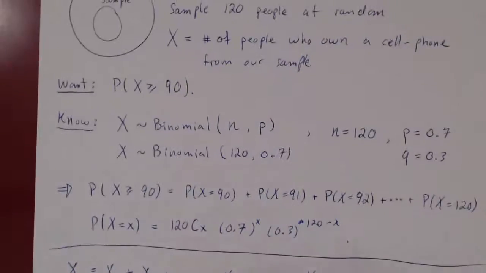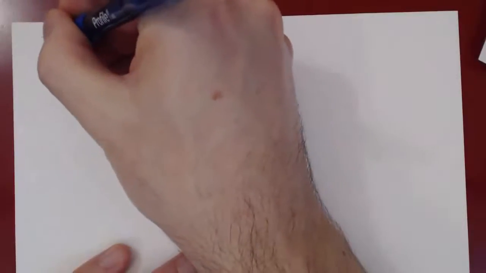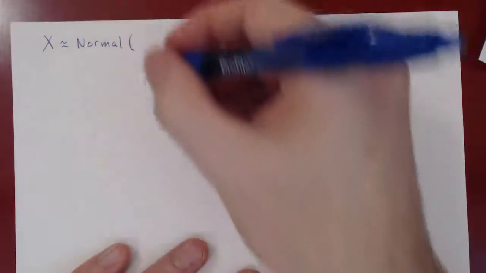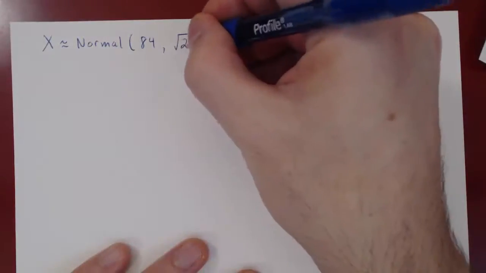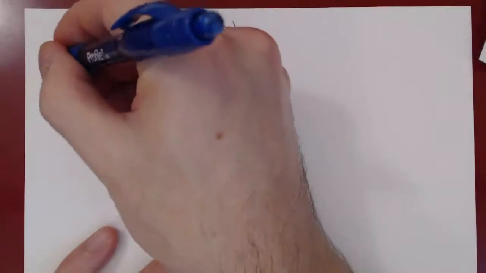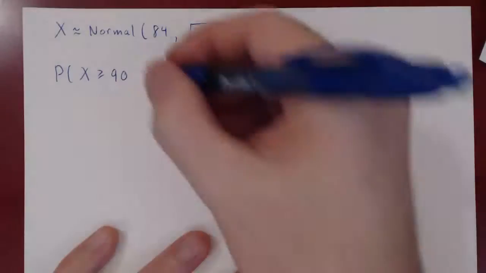And recall that what we wanted to find was the probability that x was at least 90. So first let's rewrite x, which was approximately normal, from the central limit theorem, with a mean of 84 people owning a cell phone and a deviation of the root of 25.2 people owning a cell phone. And we wanted the probability that at least 90 people from our sample owned a cell phone.